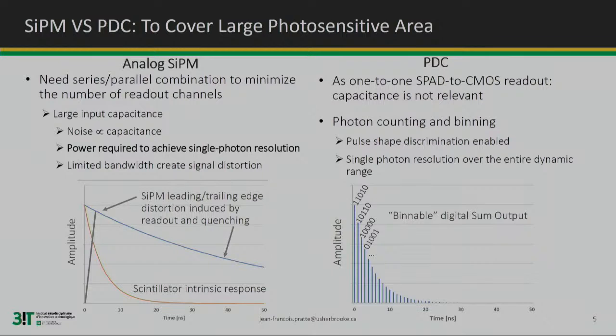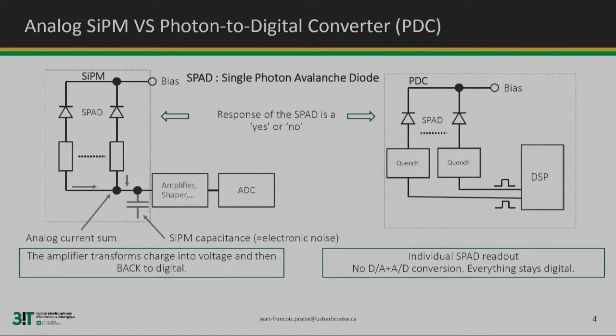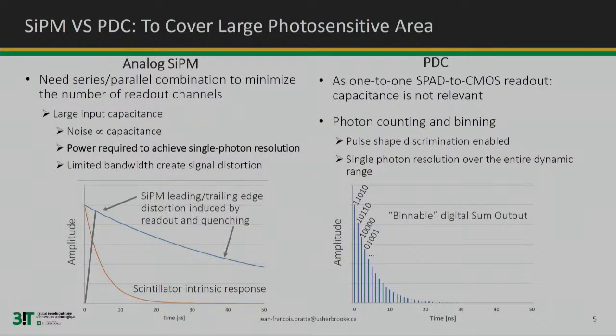Now let's look at some advantages that motivate the work of developing new photo detection modules. With analog SiPM, if you want to cover a large area, you put sensors in series and parallel combinations. That means, as in the previous slide, you end up dealing with a huge capacitance at the input. For those familiar with front-end electronic design, that capacitance has a direct impact on noise, and so on your single photon resolution. To beat it, you need to increase the power you put in the analog front-end.